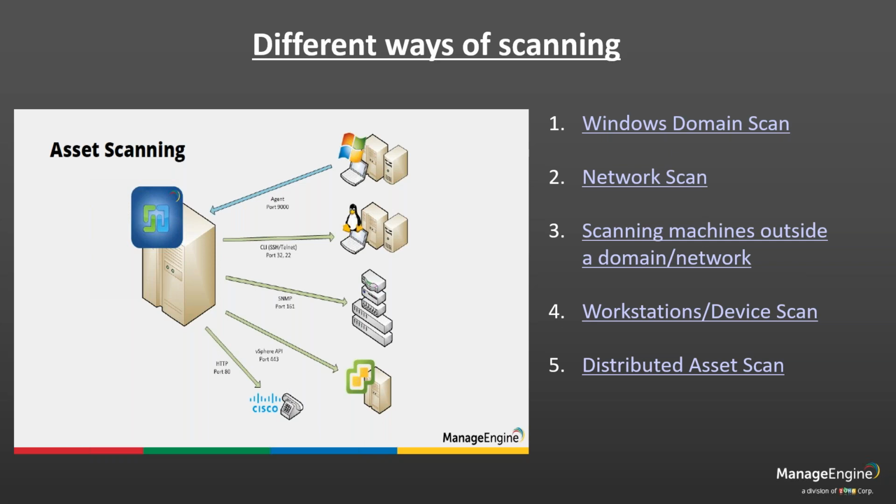Fourth, workstation or device scan can be used to scan an individual or newly added machine into your network. Fifth, for all the remotely located workstations that cannot be accessed by the central Asset Explorer server, a remote server is installed in each location, which scans the workstation's information and pushes the data to the central Asset Explorer server, either manually or automatically.